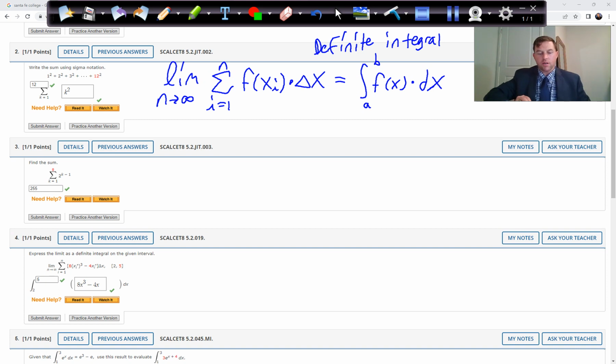So what have we done here? This says that we are letting n go to infinity. N is the number of rectangles we're using to estimate the curve. Number of rectangles.